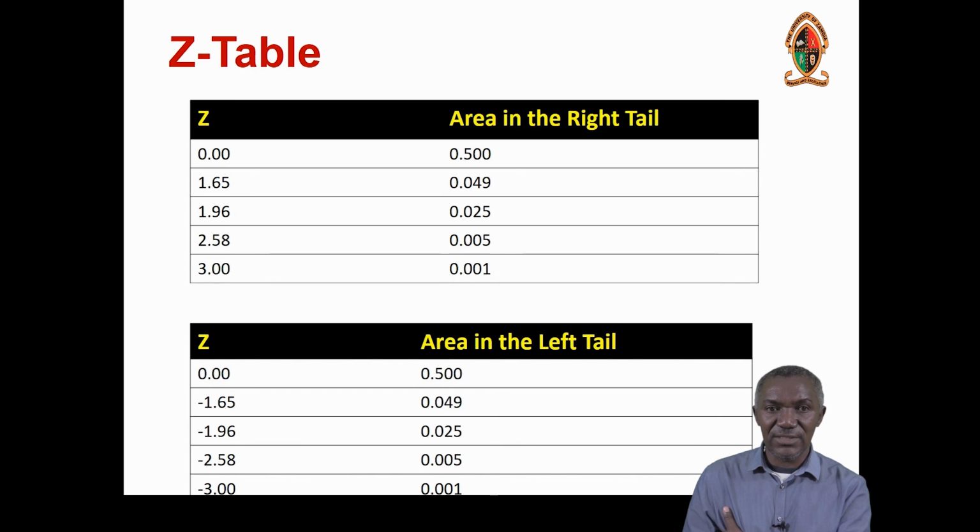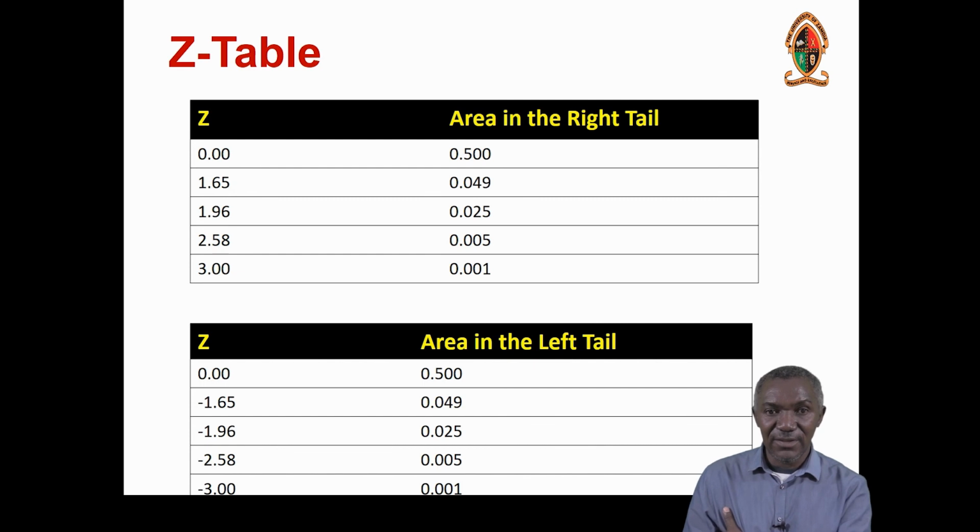So if the Z-score is 0, then the area to the right is 0.5. If the Z-score is 1.65, then the area to the right is this. If the Z-score is 9.6, the area to the right of that is this. And of course, likewise, we are looking here at half of the curve.